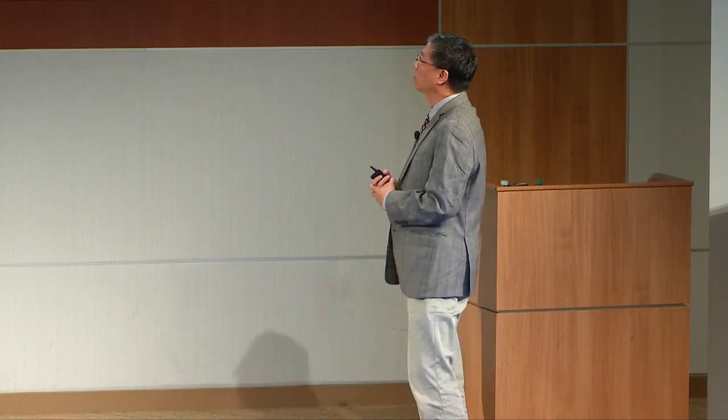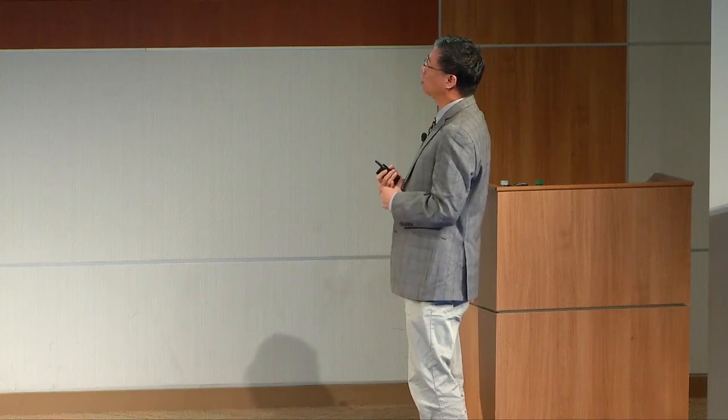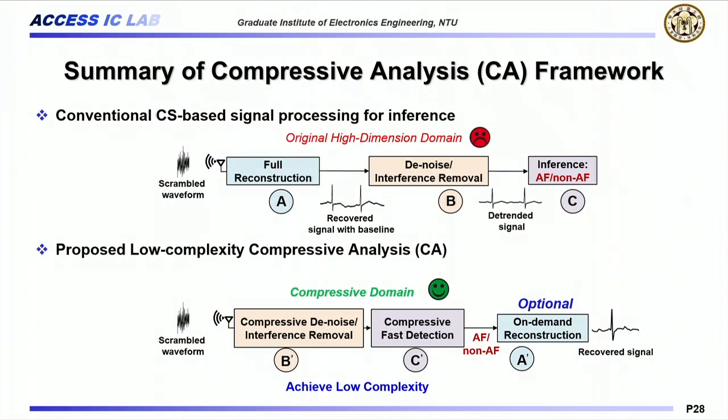So in summary, in the first 2 years, we have created this kind of new framework. You can see in the conventional system, you do the reconstruction first, that is stage A. Then probably you need to do the denoise or interference removal, which is stage B. Then you send it to the inference engine to check if it's AF or non-AF. But now with this new framework, we can perform operations B and C in a compressed domain. That can save us lots of complexity.